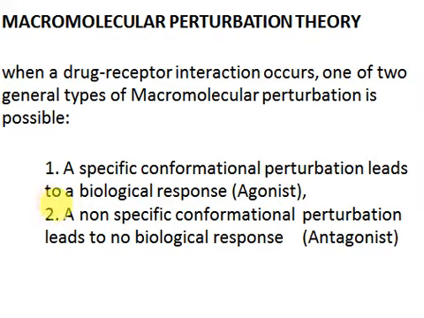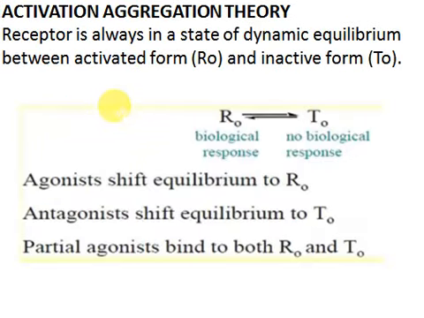While a ligand that causes some non-specific conformational change will lead to no biological response. You know that ligands which do not cause any biological response are called antagonists. So ligands which cause some non-specific conformational change will be called antagonists. This is the definition of agonist and antagonist according to macromolecular perturbation theory. The next theory is activation aggregation theory.